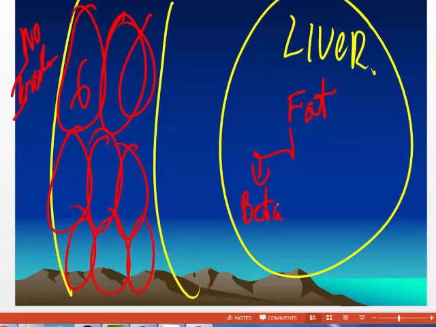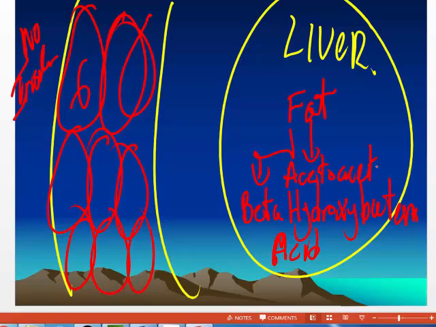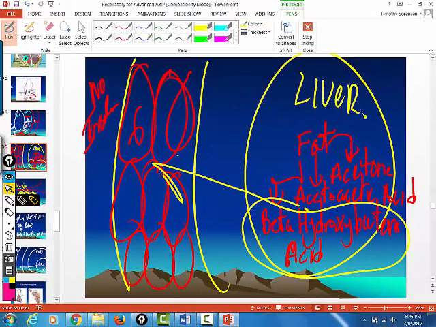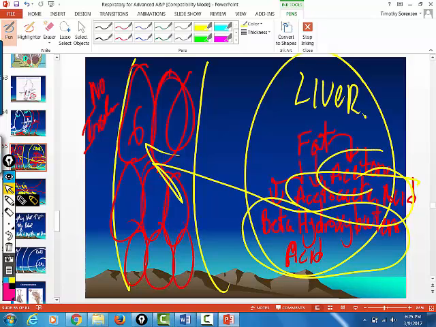Beta-hydroxybutyric acid, acetoacetic acid, and acetone. Those are the ketones. And what do you do? You dump those into the blood. And why are you dumping ketones into the blood? Because you feed the brain with these guys.